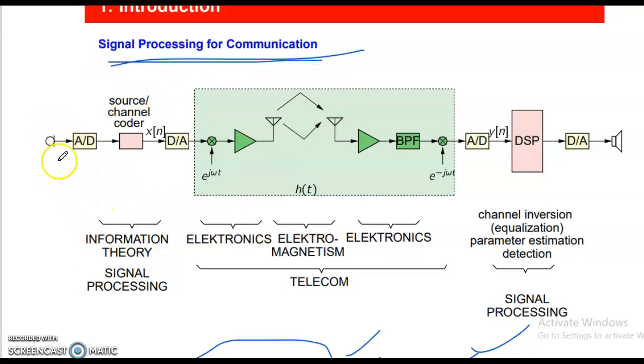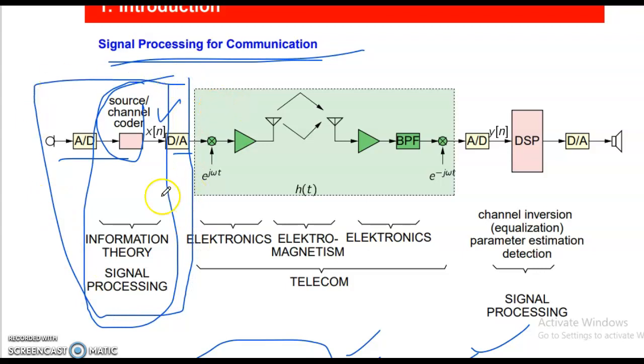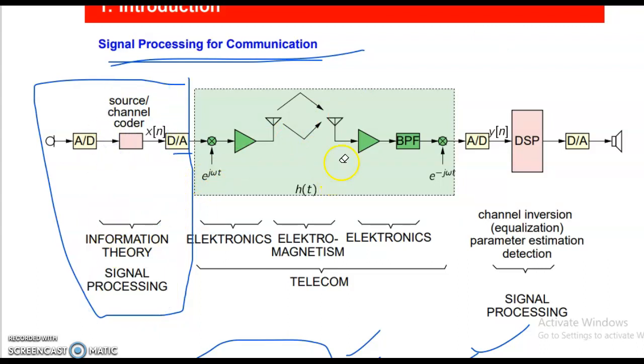Here analog to digital converter, source channel coder, digital to analog converter. This part is information theory, signal processing. This part up to here. Okay.